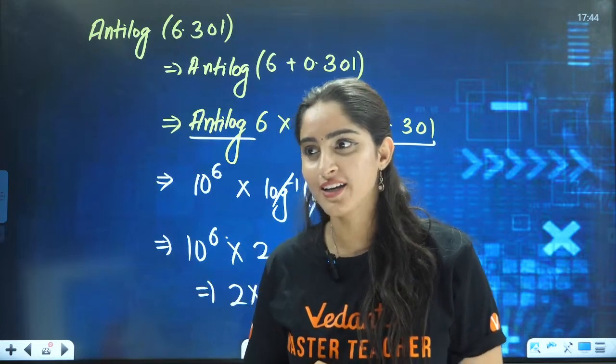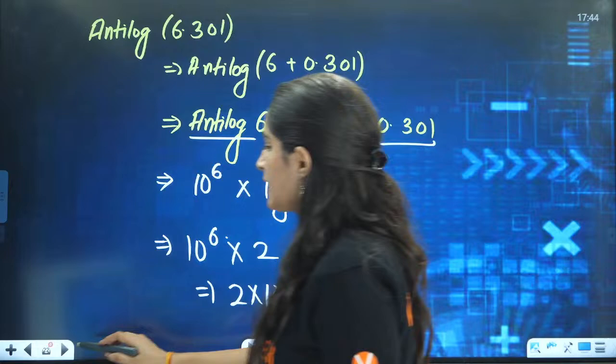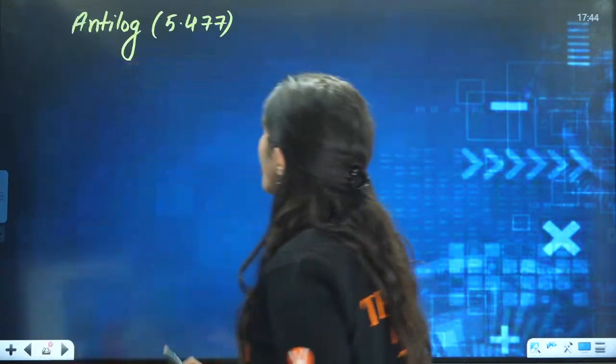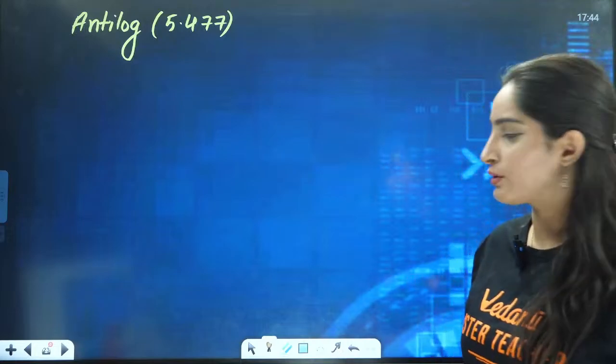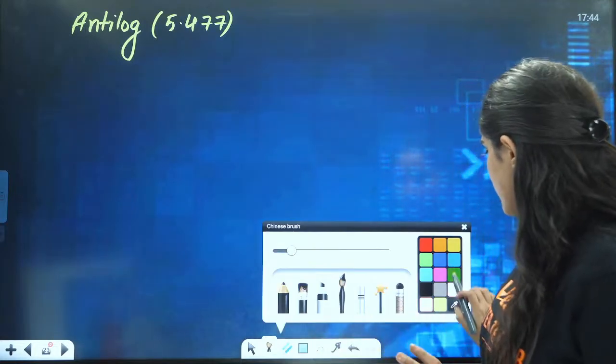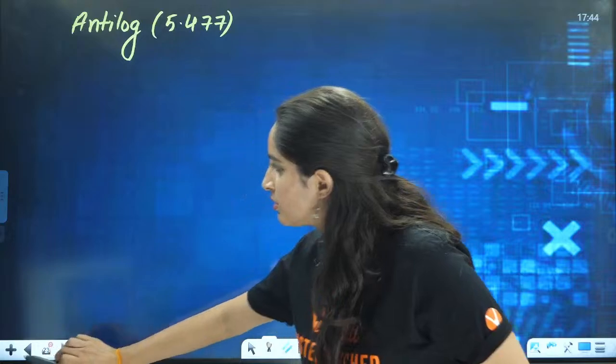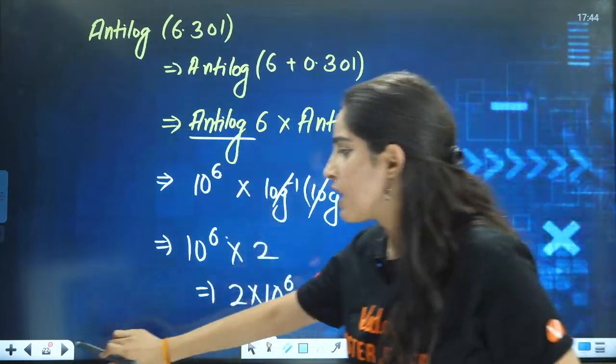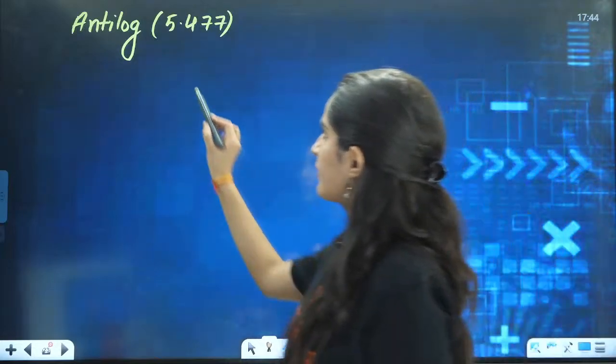Okay? Yes. Now, let us see the next question here. If they ask you antilog of 0.544, now this I'll tell you with a trick. I told you the direct method of doing this, that is the long method. Now, I'll tell you a simple trick of solving this.